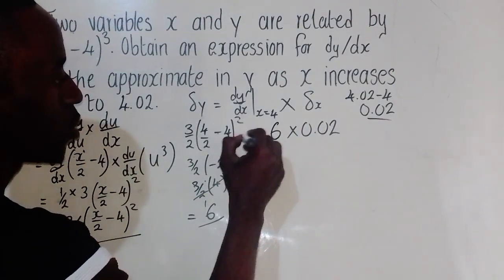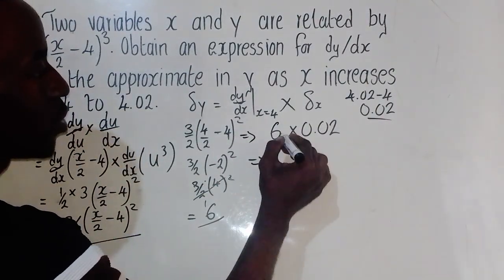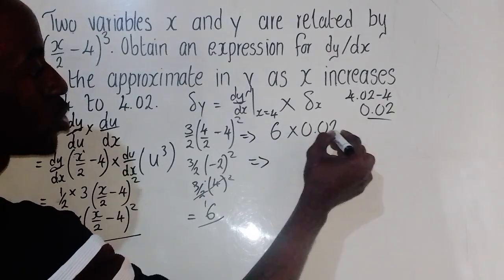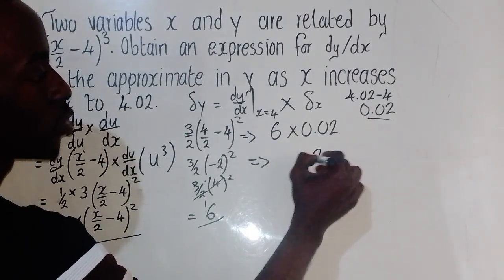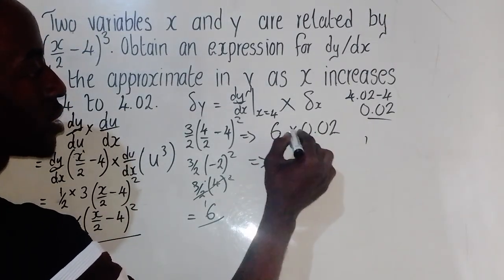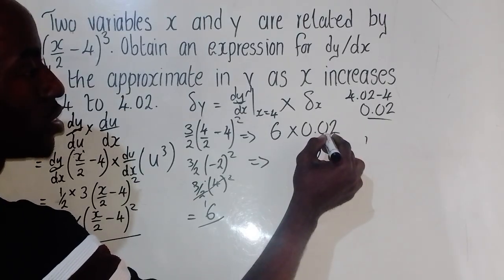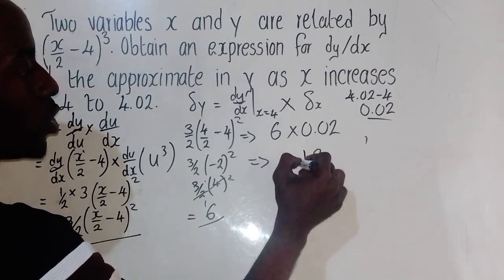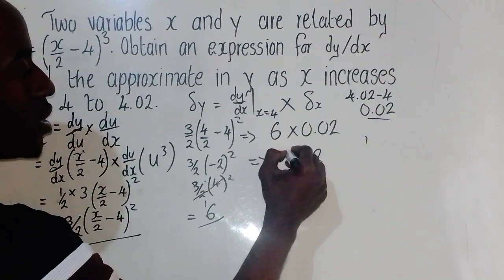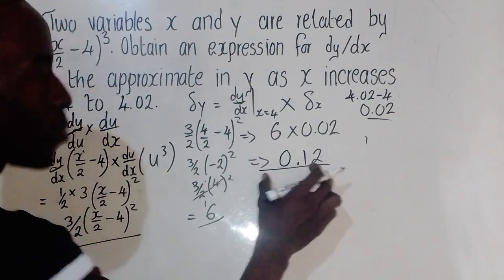Now we say equal like this. So it is now 6 times 0.02 like this is going to give me 0.12. So 6 times 2, it is 12. Put a point. 6 times 0, it is 0. So this here was the answer.